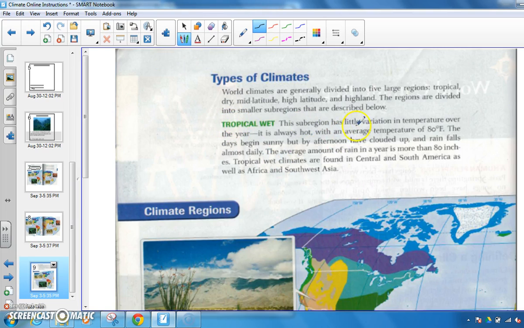Tropical wet. This subregion has little variation in temperature over the year. It's always hot with an average temperature of 80 degrees. The days begin sunny, but by afternoon have clouded up, and the rain falls almost daily. The average amount of rain in a year is more than 80 inches, and tropical wet climates are found in Central and South America, as well as Africa and Southwest Asia.